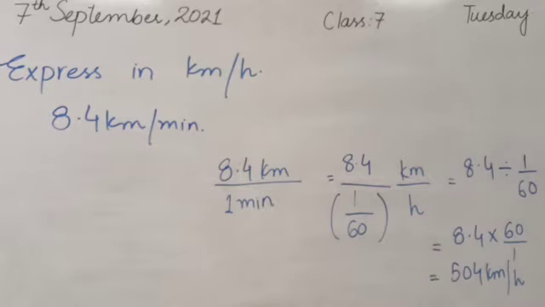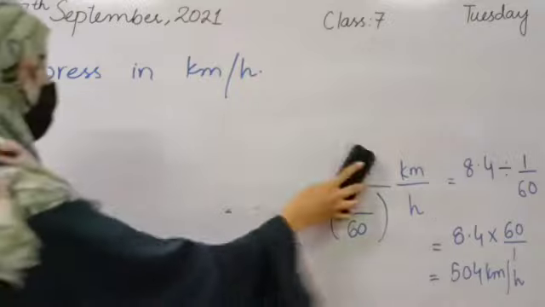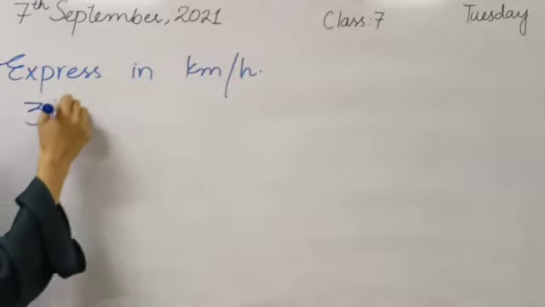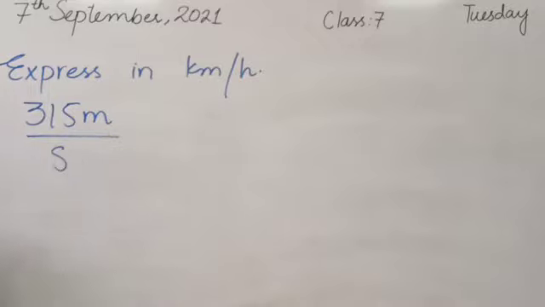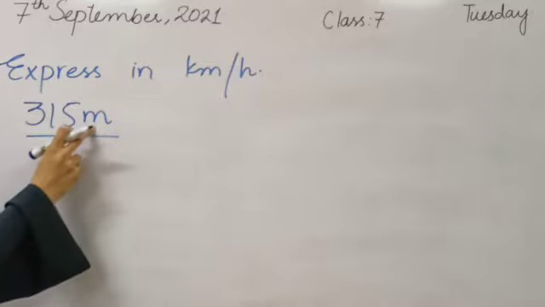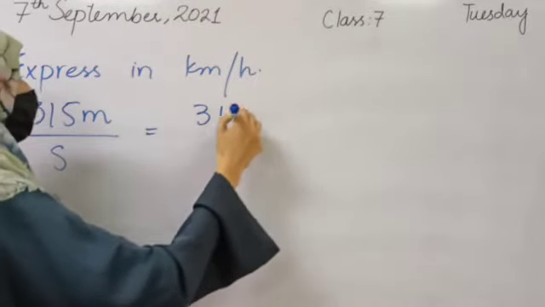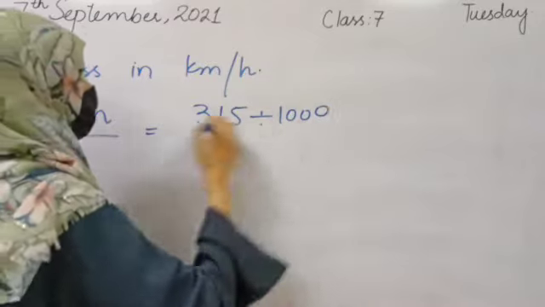See another example to make your concept more clear. Next example is 315 meter per second. And we want to convert it into kilometer per hour. First of all, see the conversion of meter into kilometer. To convert meter into kilometer, we'll divide this by 1000.